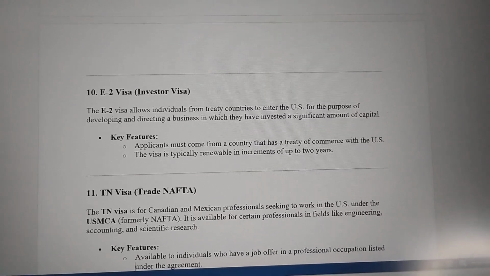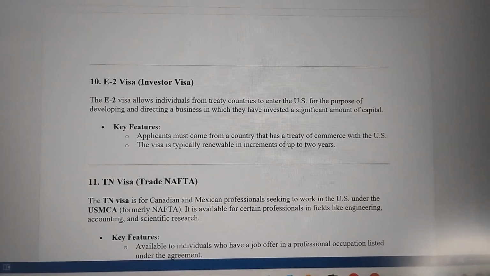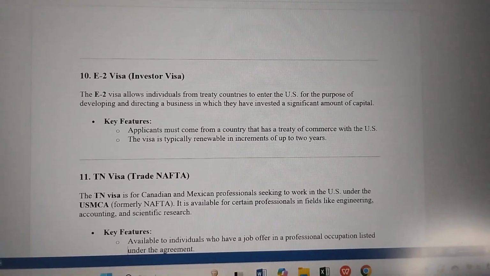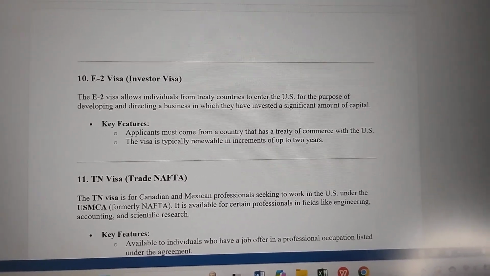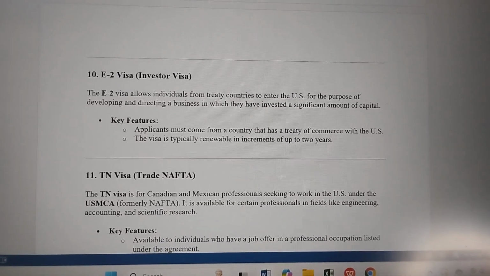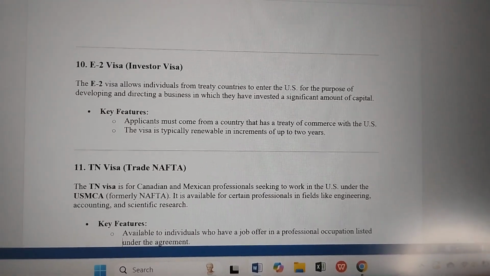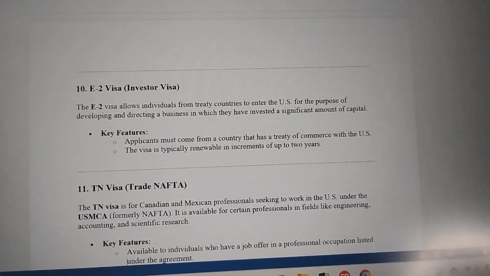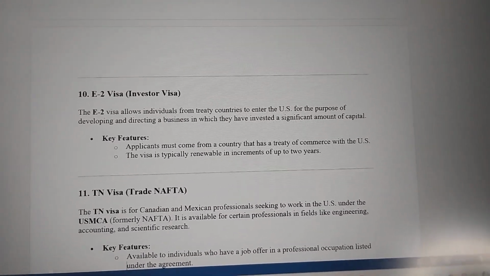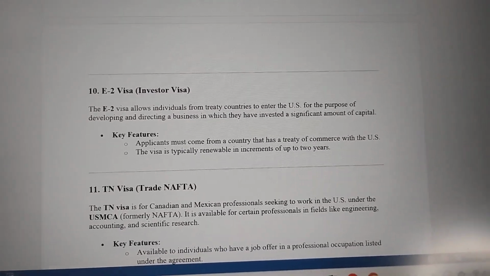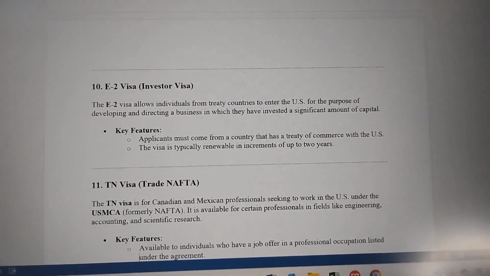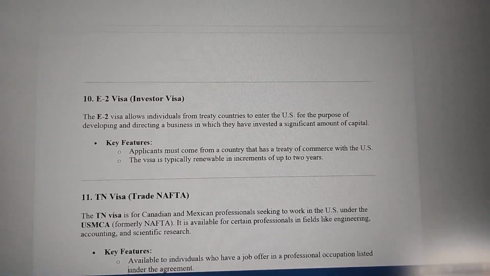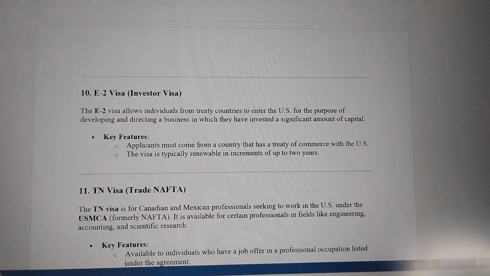E2 visa, investor visa. So the E2 visa allows individuals from treaty countries to enter the United States for the purposes of developing and directing a business in which they have invested a significant amount of capital. But for you to use the E2 visa, your country must have a treaty or a trade contract with the US. So the applicant must come from a country that has a treaty of commerce with the United States of America. The visa is typically renewable in increments of up to 2 years.